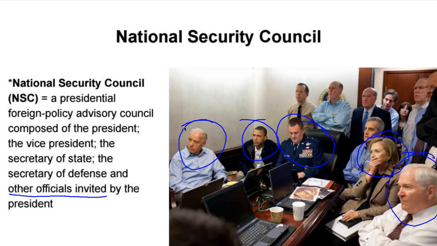A couple that I happen to know by name, a man, James Clapper, another man, John Brennan. These are both intelligence officials. I believe John Brennan was director of the CIA at the time.